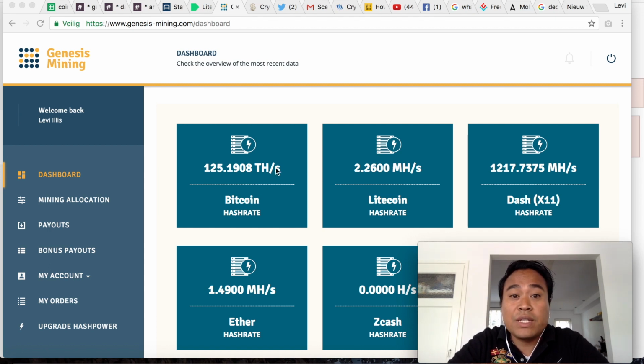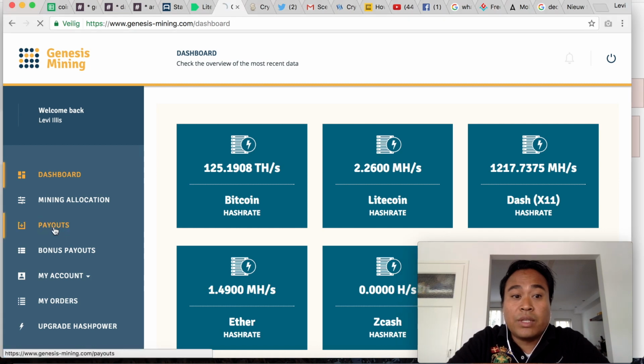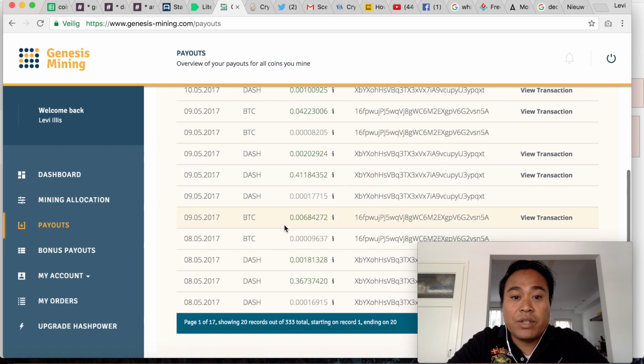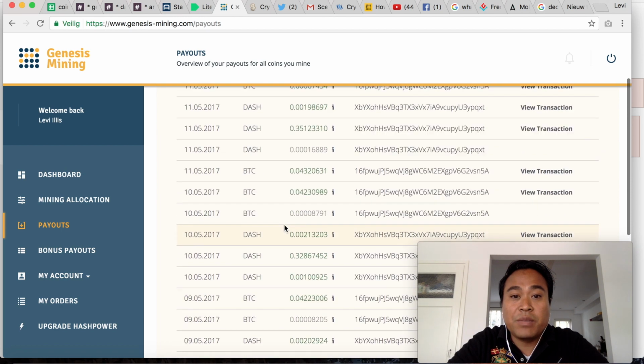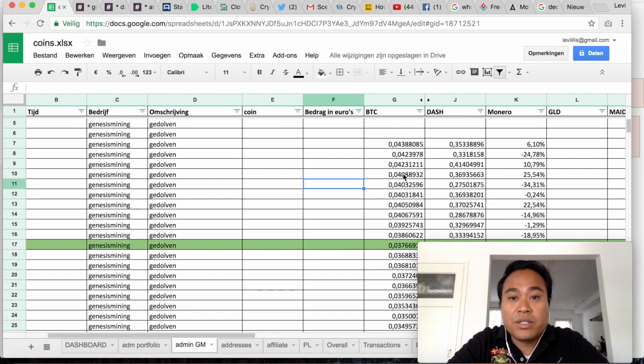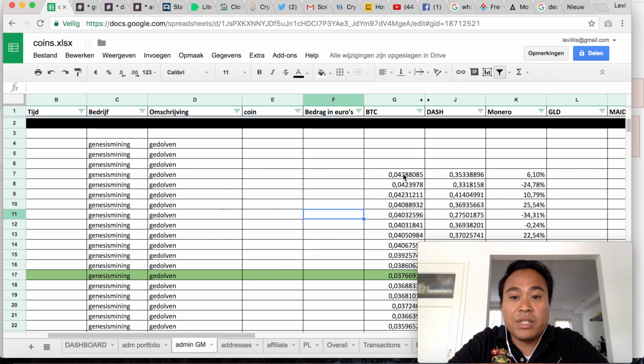So, let's go! To my new subscribers, let me first do a recap of my Genesis Mining account. As you can see, I have 125 terahertz for Bitcoin mining and 1217 megahertz for Dash mining. It doesn't make sense to go to the payouts for a clear overview, because it's a little bit unstructured right here. So I've added everything in an Excel file, and it's in Dutch, so sorry for the labels guys, but I need this for the IRS.